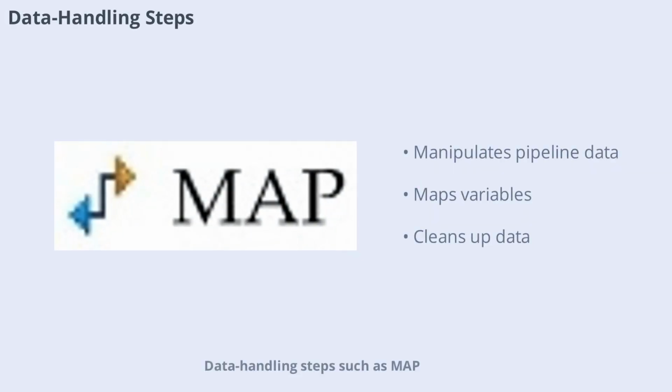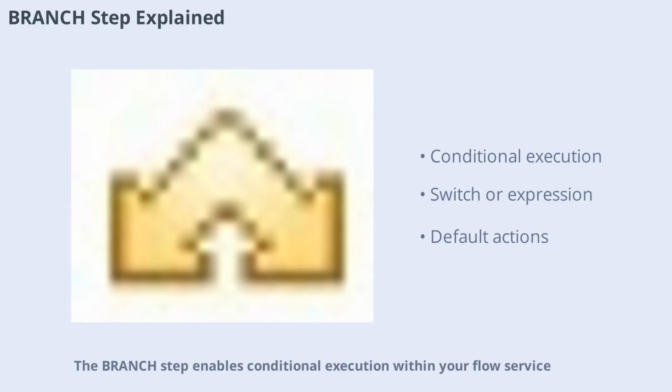Data handling steps such as map allow you to manipulate the pipeline, the data structure that holds input and output values for your flow service. With map steps, you can map variables, add new fields, or drop unnecessary data. This ensures that each service receives the correct input and produces the desired output. Data handling steps are crucial for preparing and cleaning up data as it moves through your flow, supporting robust and error-free execution.